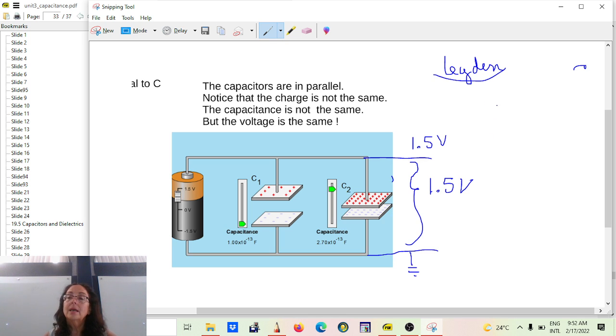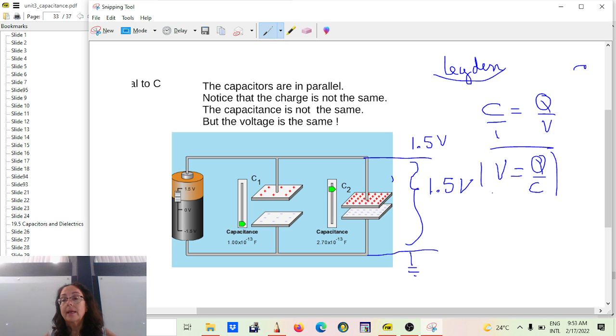And you know that C equals Q over V, right? So they both have the same voltage. So V equals Q over C. But here you see that V1 equals V2 equals V. So in that case, it's 1.5 volt. So they have the same voltage. The only way to keep that the same is that the ratio will be the same, but not Q1 and not Q2. So here you're going to have a Q1, and of course, here you have minus Q1. And here you have Q2, and here you have minus Q2.